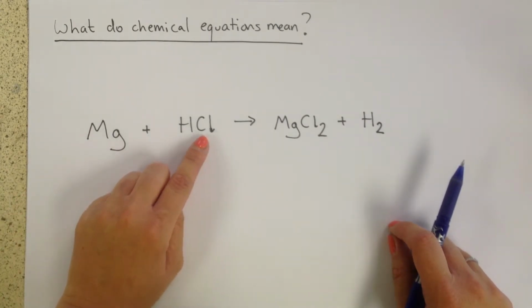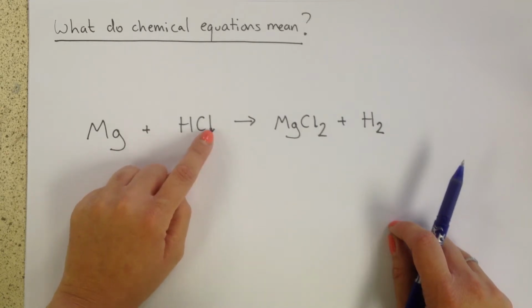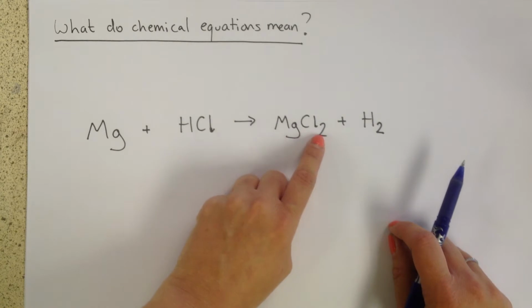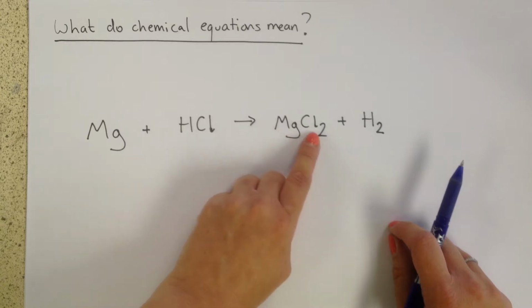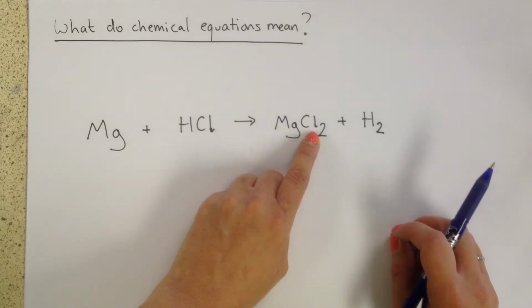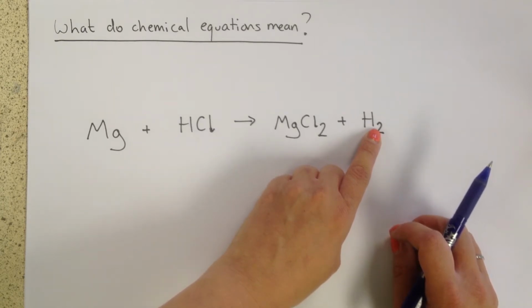This is a covalent compound, hydrochloric acid or HCl. It will always be one H bonded to one chlorine. Magnesium chloride is an ionic compound. Every Mg2+ ion will bond with two Cl- chloride ions, single minus chloride ions, and hydrogen is a covalent molecule. Each hydrogen only makes one bond to another hydrogen atom.